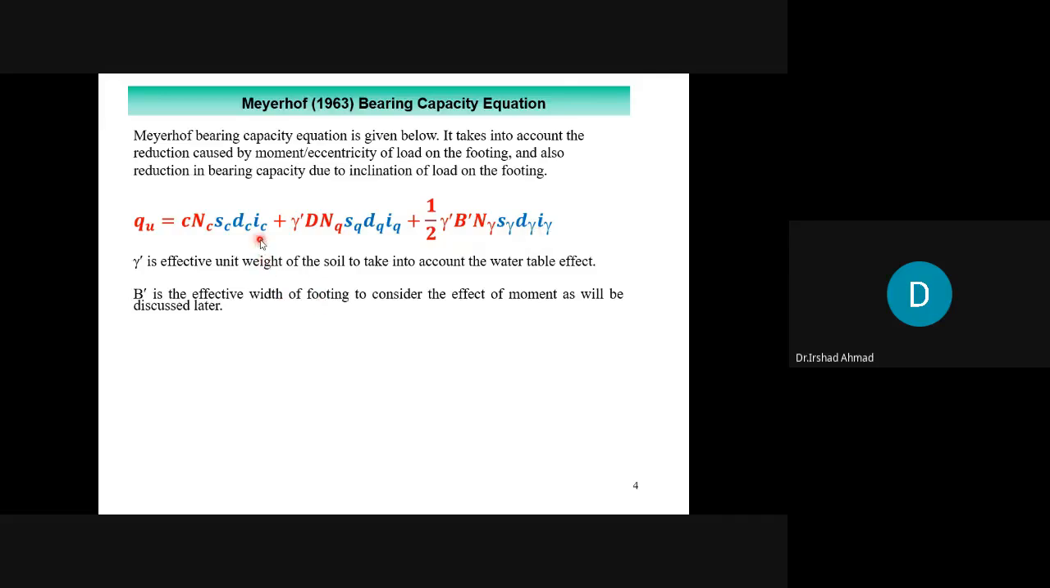The last terms are ic, iq, and i gamma. These are the inclination factors. So if there is inclination in the load, inclination means there is a horizontal load and a vertical load, because it is the horizontal load that would cause an inclination in the resultant. Through these inclination factors, you can take into account the inclination of the loads that would affect the bearing capacity.